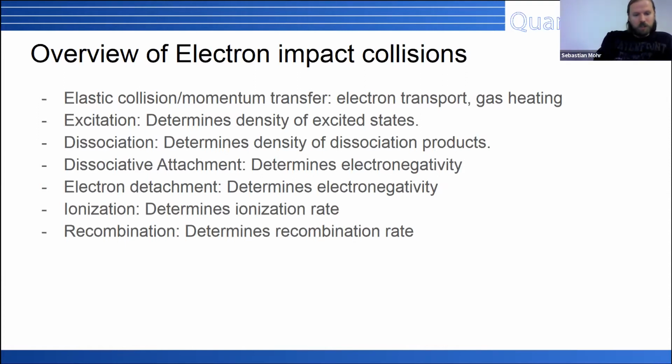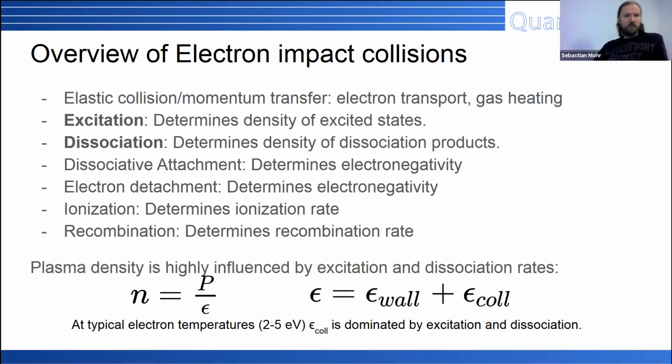When it comes, for example, to the electron density, which is one of the fundamental parameters in a plasma, this is actually highly determined by excitation and dissociation cross sections. And to understand this, maybe a short excursion into plasma physics: you can here derive an expression for the electron density or ion density, which is then given by the power density absorbed by the electrons divided by the power losses from the electrons. And this here is a rather complicated expression, which can have a lot of terms.